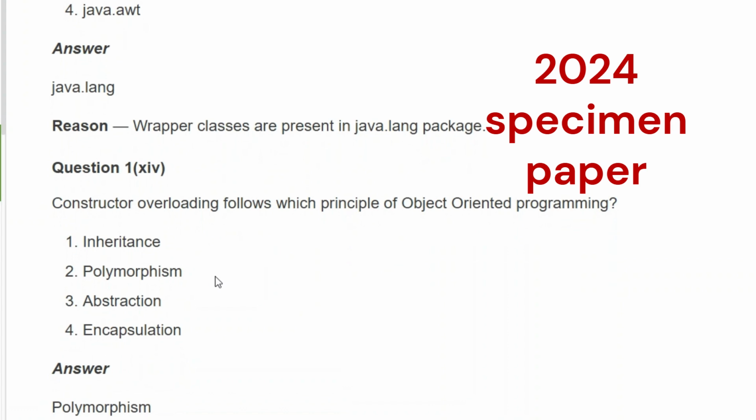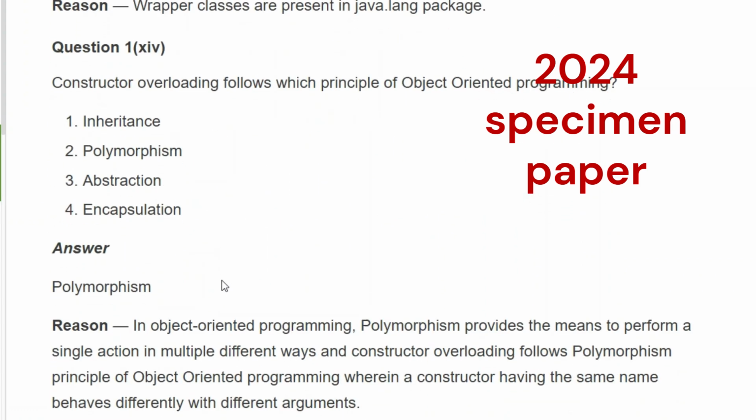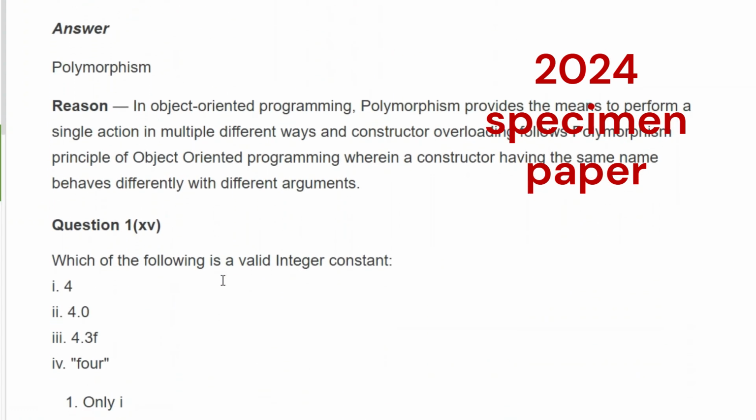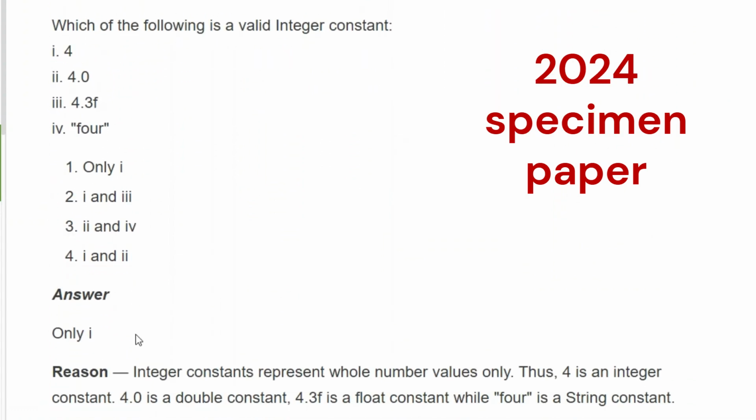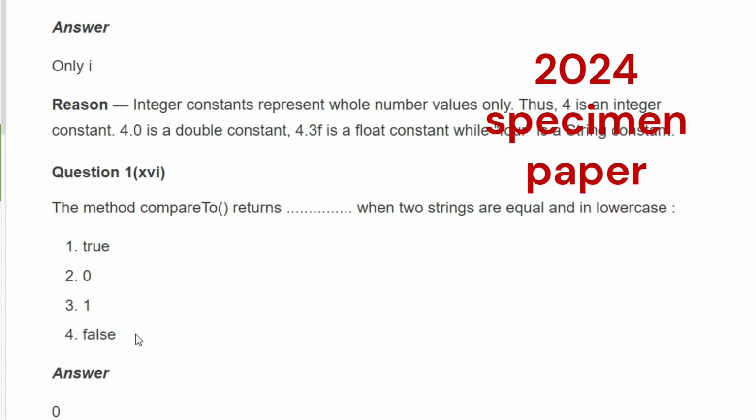Which of the following is a valid integer constant? 4 is the valid integer constant. Here is given 4.0, no. 4.3f, no. 4, yes, only one. The method compareTo returns dash when two strings are equal. When two strings are equal, it returns 0. Otherwise, it will return +1 or -1. It never returns true or false.